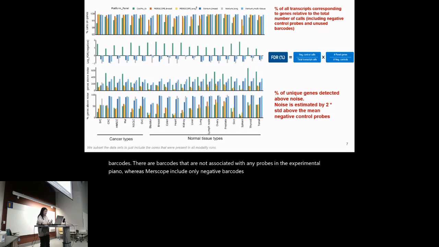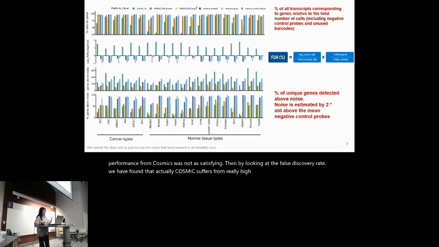So that will actually allow us to calculate the fraction of negative barcodes and probes relative to the number of transcripts for each tissue type. So what we observe is that Xenium and Merscope have high on-target calls, while the performance from CosMx was not as satisfying. Then by looking at the false discovery rate, we have found that CosMx suffers from really high FDR.